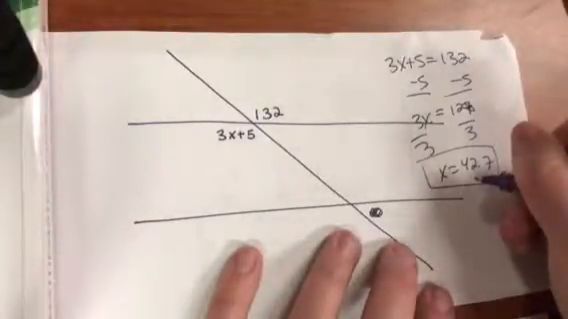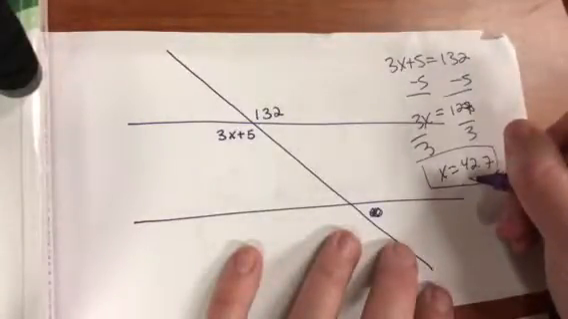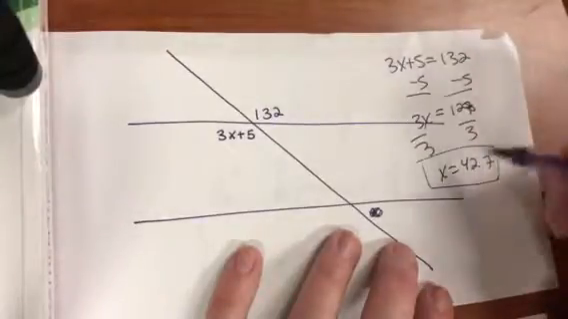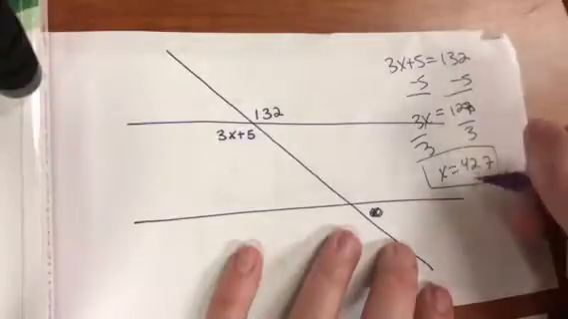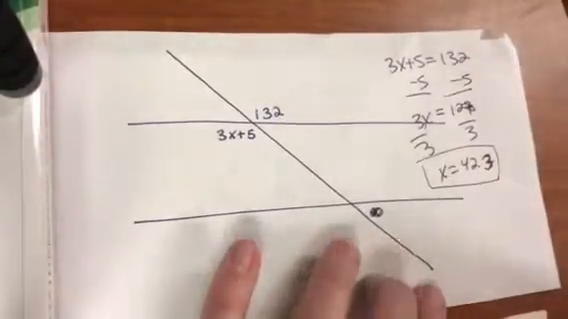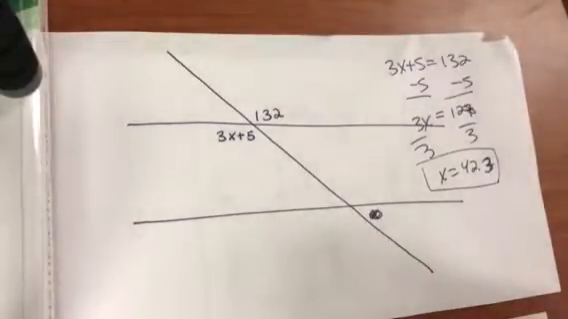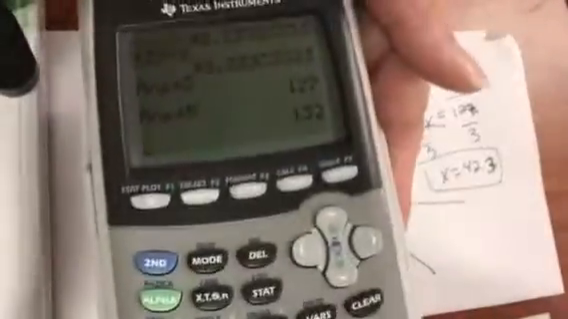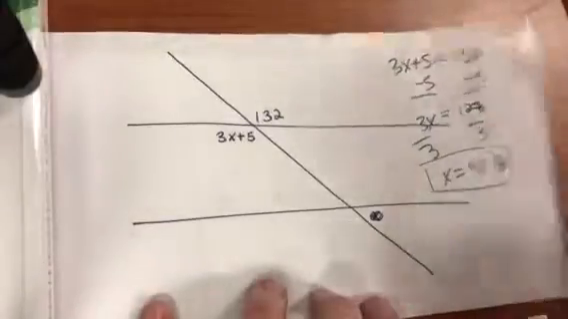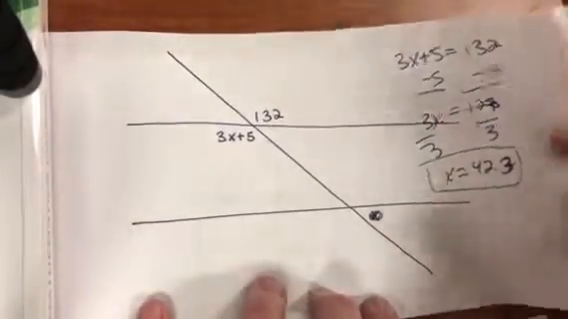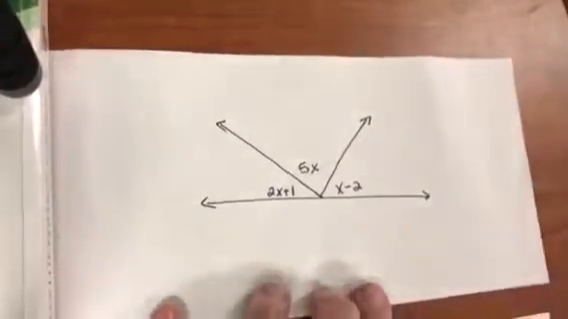So 127 divided by 3. Oh, it's 42.3. It doesn't work out perfectly, but if I multiply that by my 3 plus 5, it equals 132. It worked out great. So we are perfect. My mistake on that. So let's look at another one.